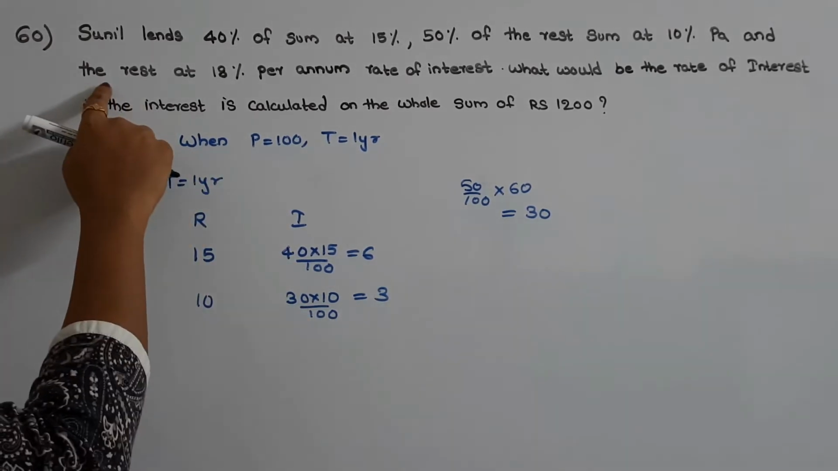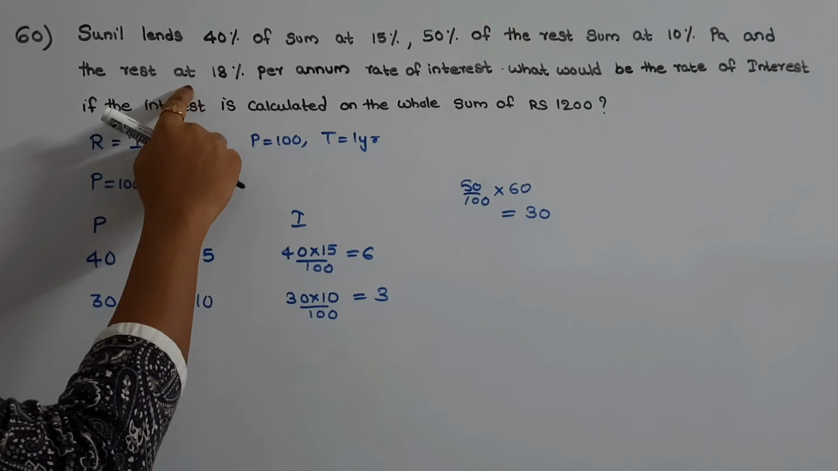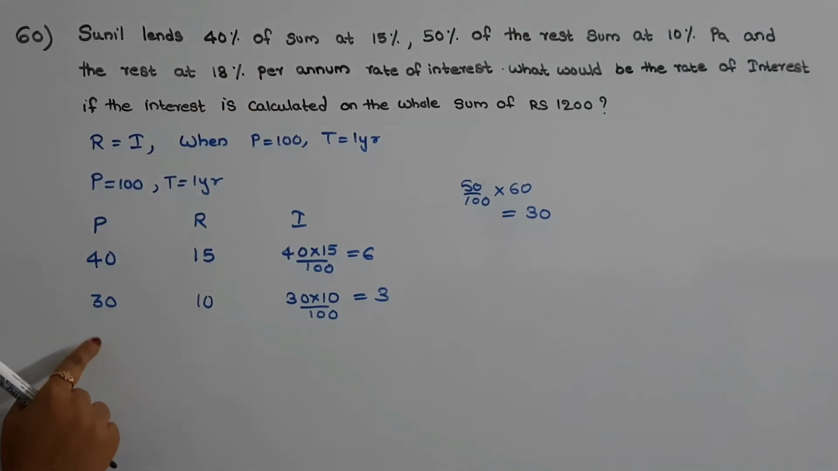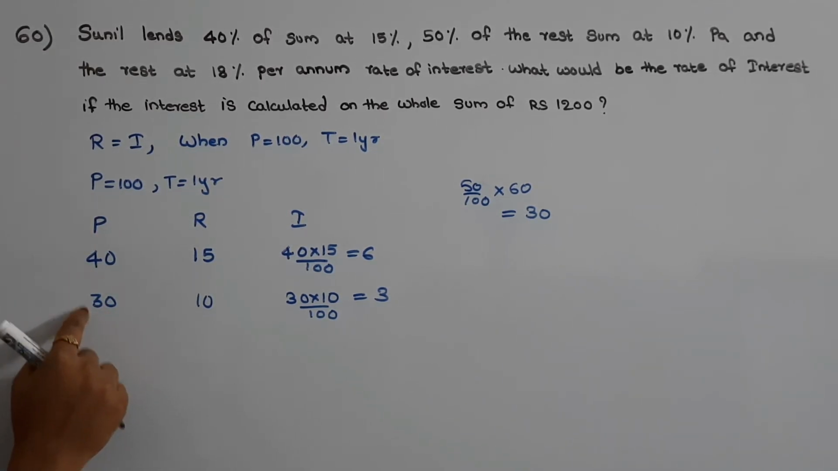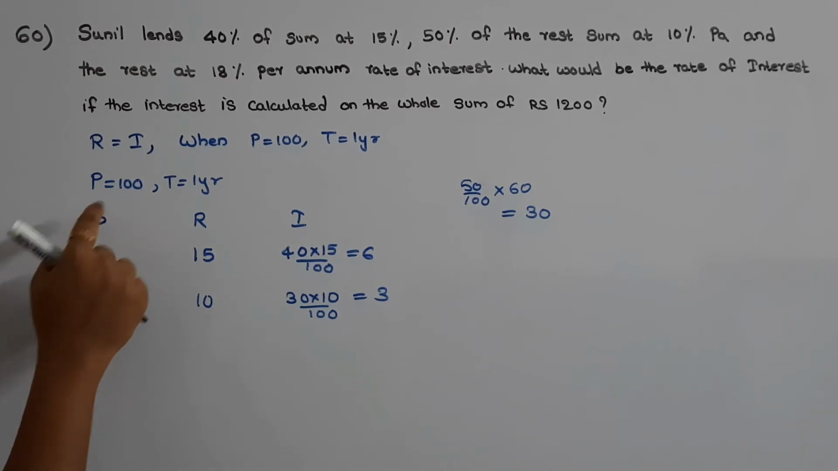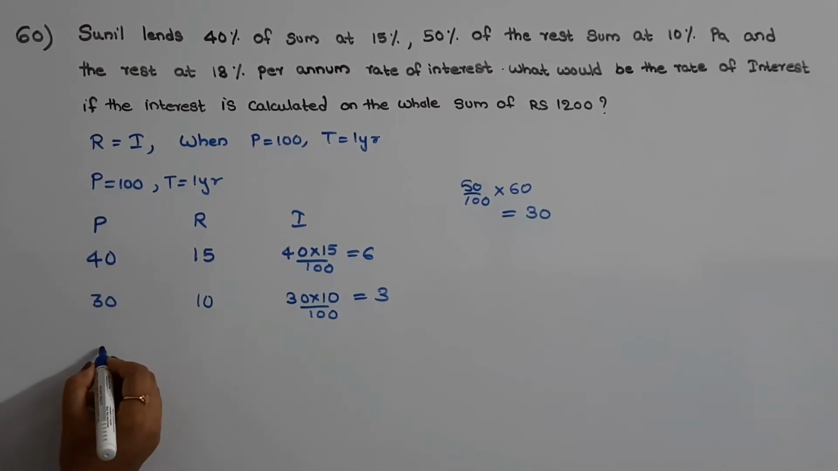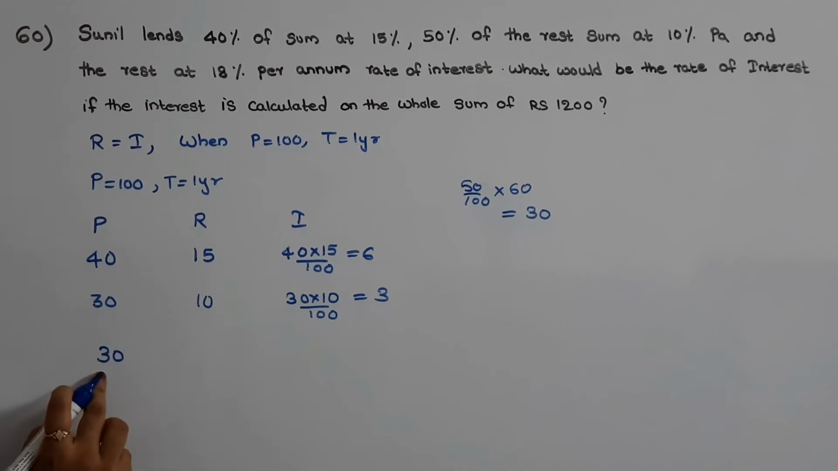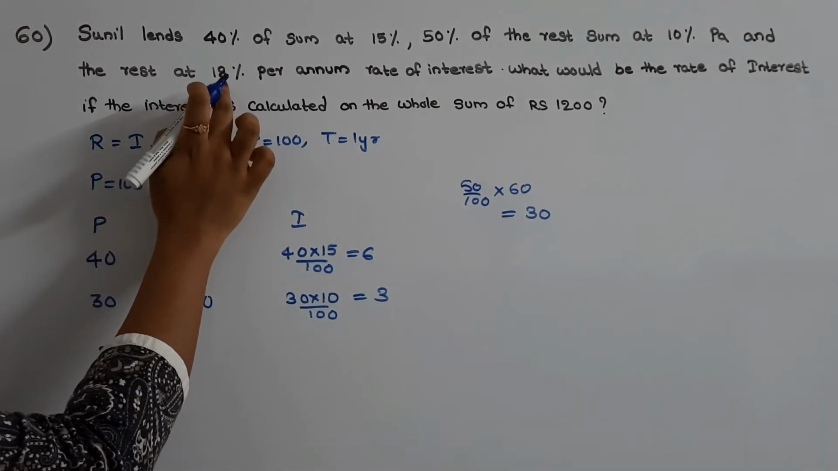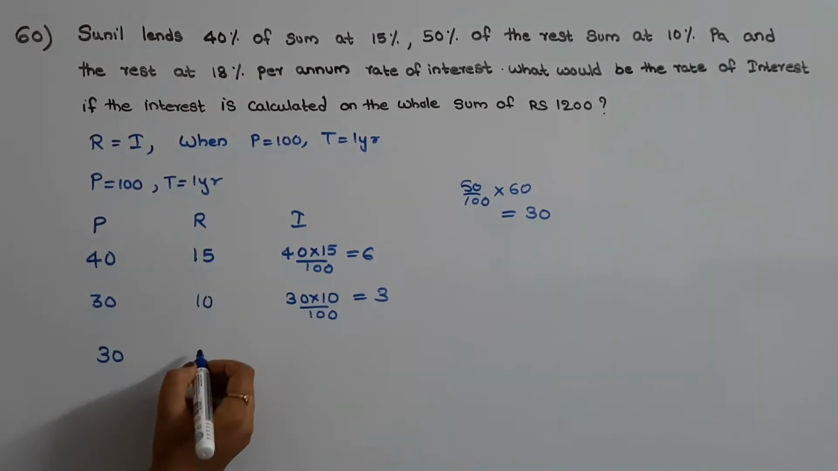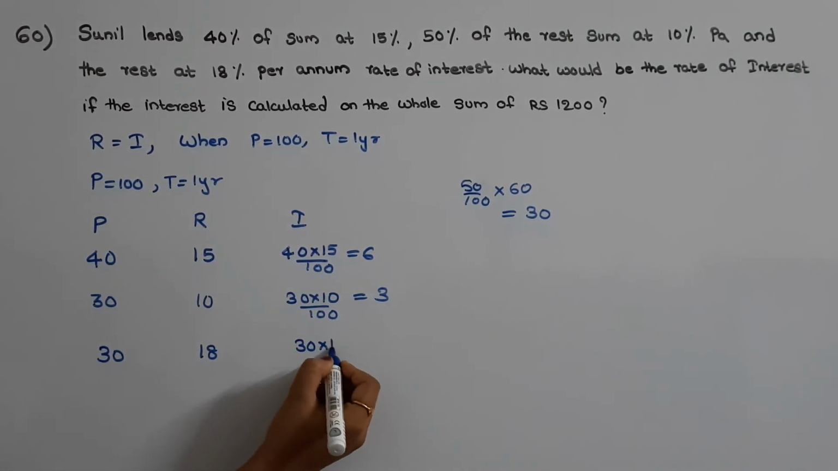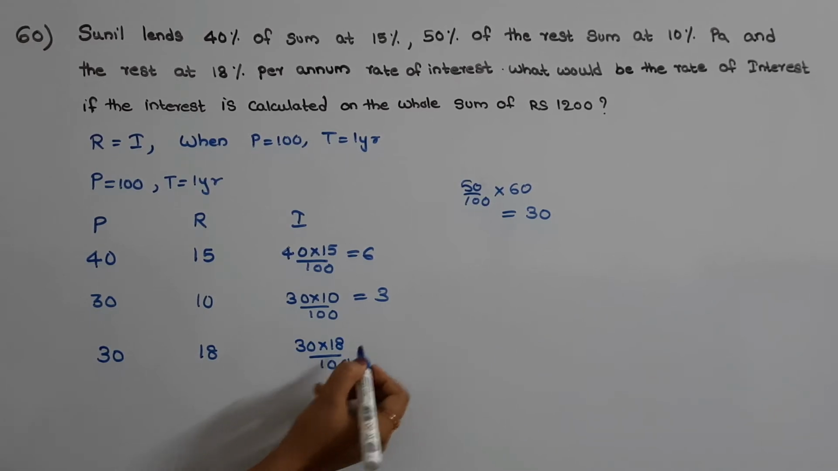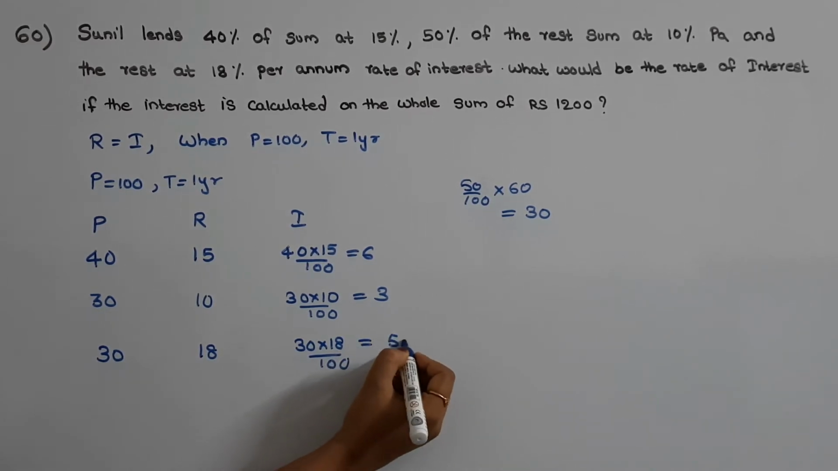Now they are telling that the remaining principal is lent at 18%. Now what will be the remaining principal? Remaining principal will be 100 minus this 40 plus 30. 40 plus 30 is 70. So 100 minus 70 will be the remaining principal, that is equal to 30. So when the principal is 30, what is the percentage rate of interest given? That is 18. Hence what will be the interest? Interest will be equal to 30 into 18 divided by 100, and that is equal to 5.4.